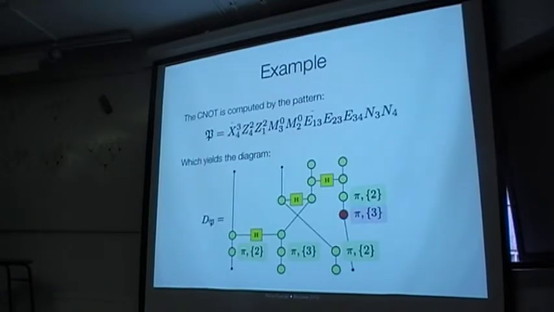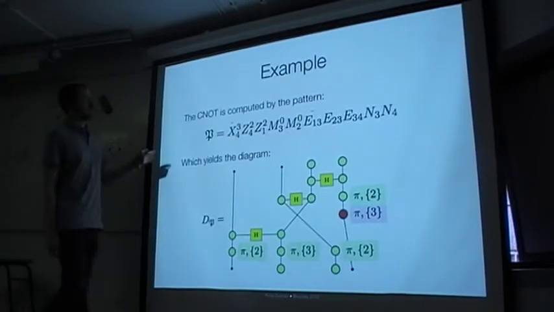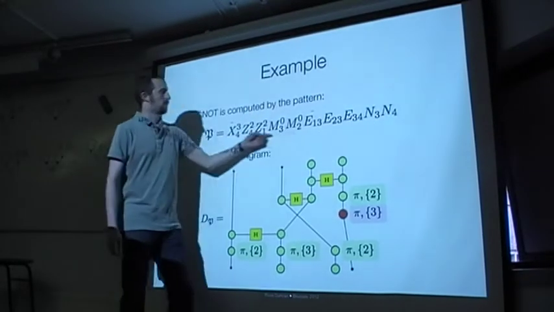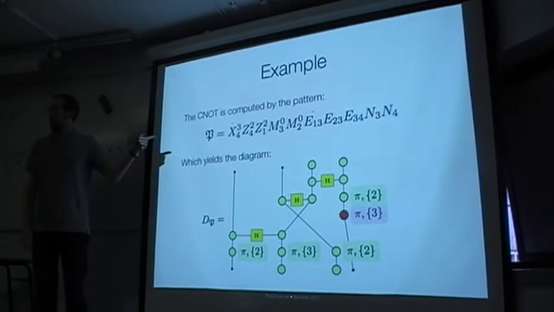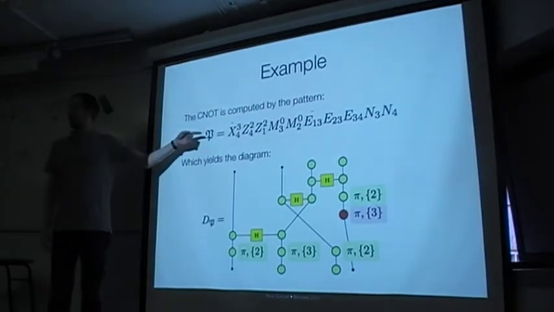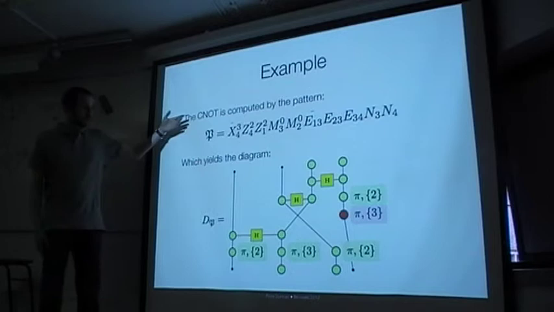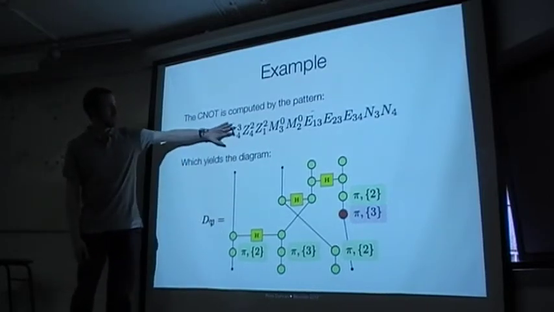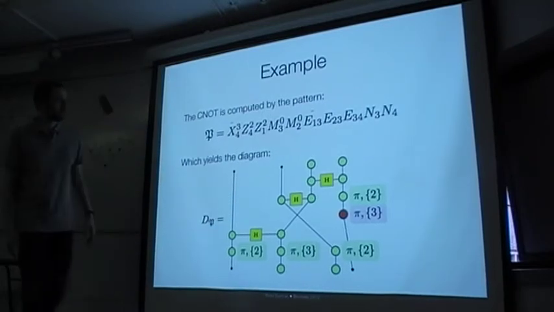Alright, so here's an example. This is the C0 gate, and this is the pattern. Now, the question you should be asking is, how on earth am I supposed to know that's a C0 gate? Okay, and it's not very obvious. This is the diagram that you get by just translating this syntax into the ZX calculus.